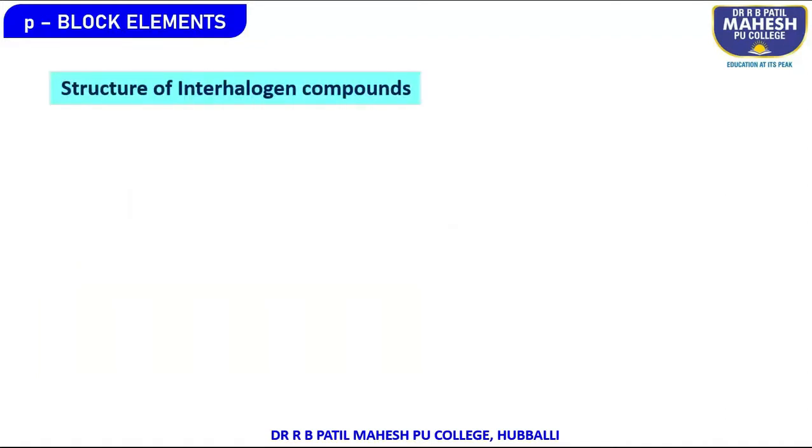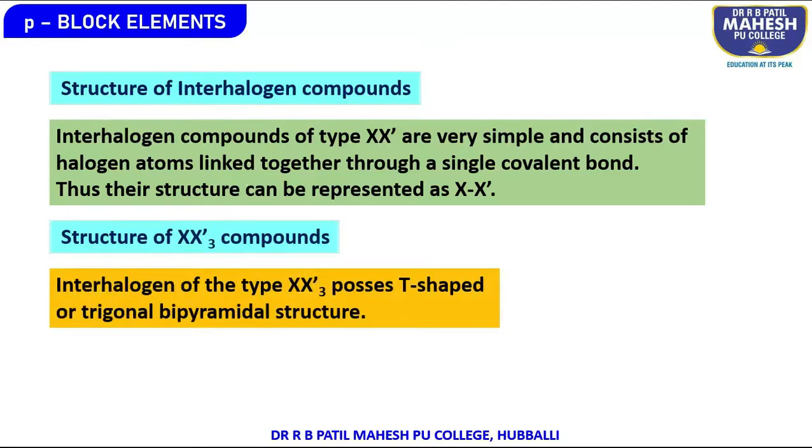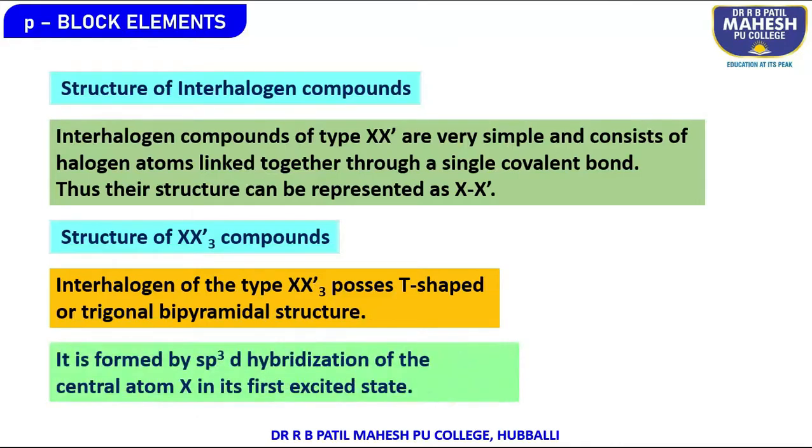Structure of interhalogen compounds. Interhalogen compounds of the type XX dash are very simple and consist of halogen atoms linked together through a single covalent bond. Thus, their structure can be represented as XX dash with a single bond. Structure of XX dash 3. Interhalogen compounds of the type XX dash 3 possess a T-shaped or trigonal bipyramidal structure. It is formed by sp3d hybridization of the central atom X in its first excited state.